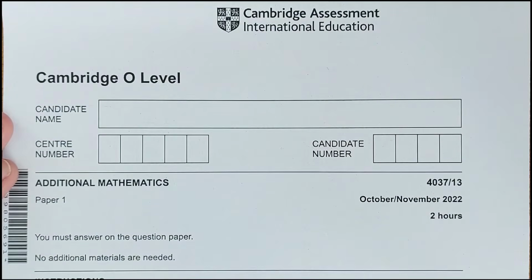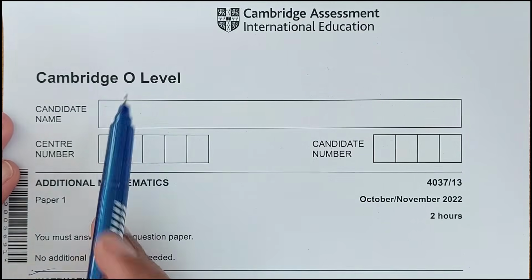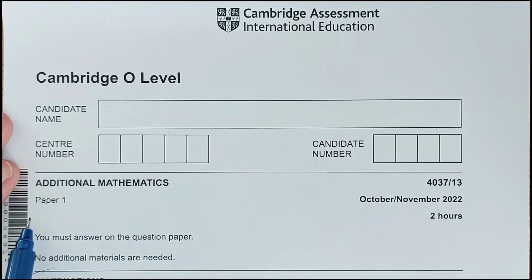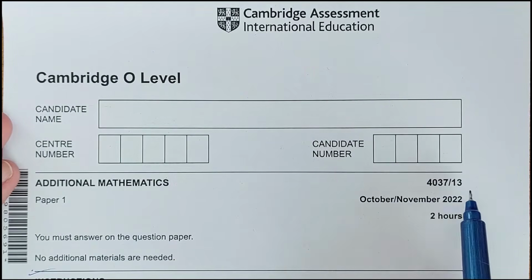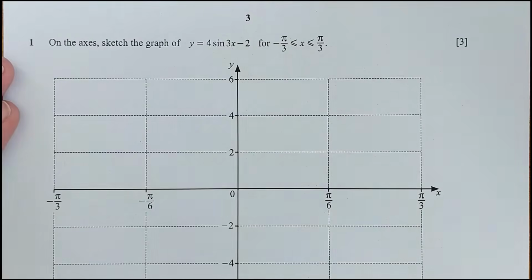Hi everyone, in this video I'm going to solve O-Levels Additional Mathematics Paper 1, October-November 2022, Paper 1-3. So let's start with the first question.